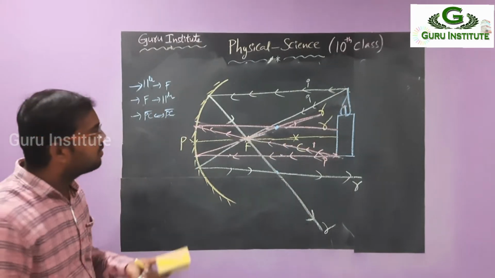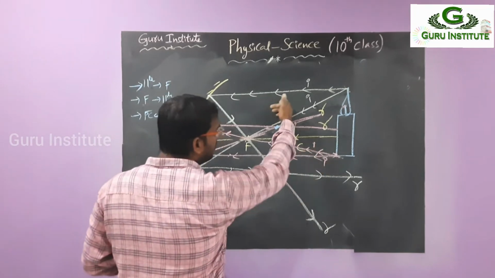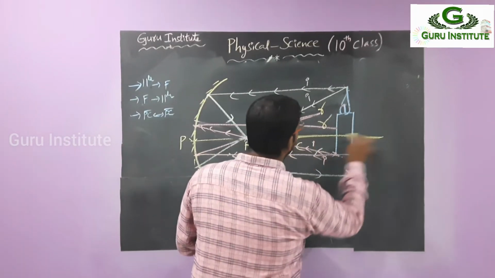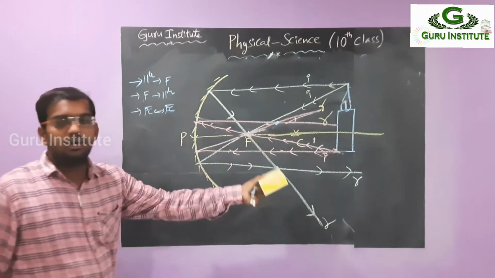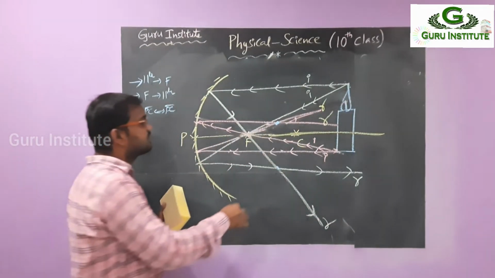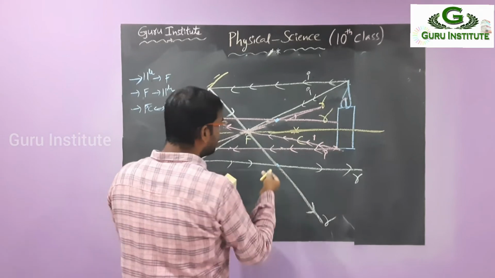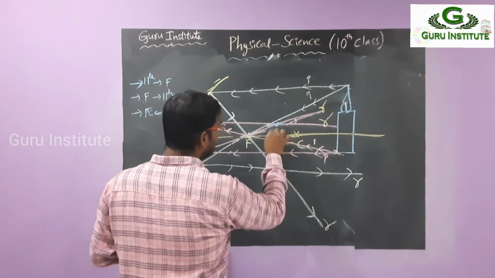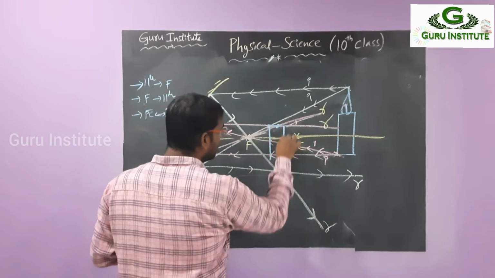Then what happens? The bottom is formed on the top side of the principal axis. If you observe this, the bottom is on the top side of the principal axis, and the top is formed at the bottom of the principal axis. Let's try to draw this picture. What do you get? The image. Writing in the same color, drawing it, you are forming it like this.